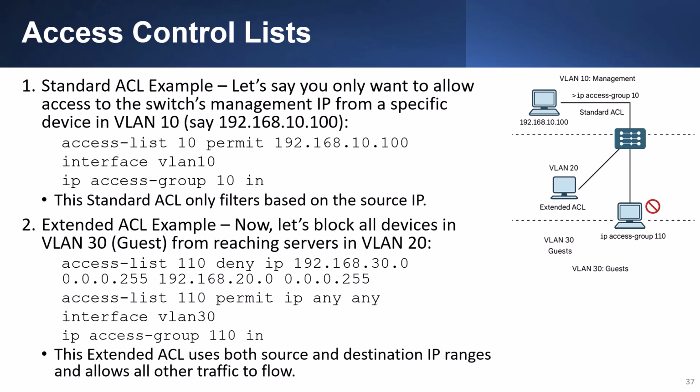Extended ACL examples now. Let's block all devices of VLAN 30, the guest, from reaching servers in VLAN 20. Access-list 110 deny IP 192.168.30.0 0.0.0.255 192.168.20.0 0.0.0.255. Access-list 110 permit IP any any. Interface VLAN 30. IP access-group 110 in. This extended ACL uses both source and destination IP ranges and allows all other traffic to flow.